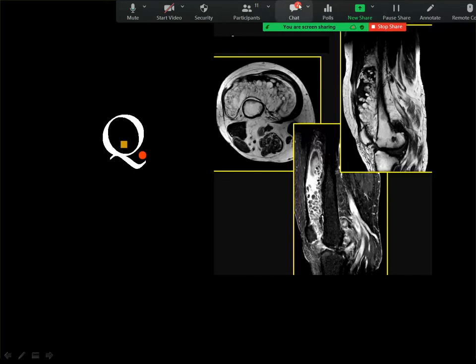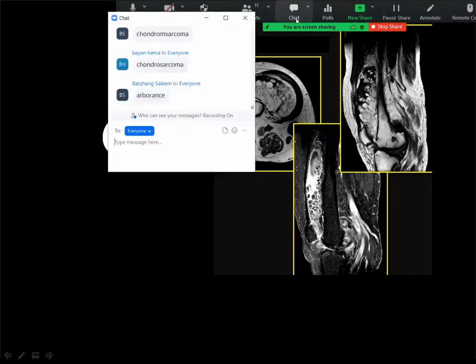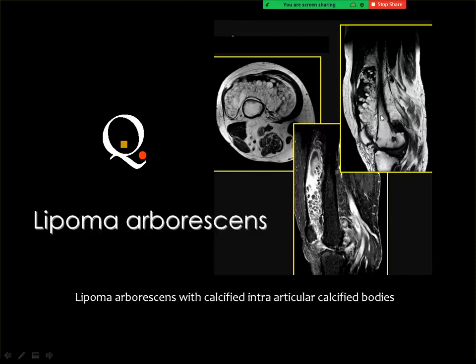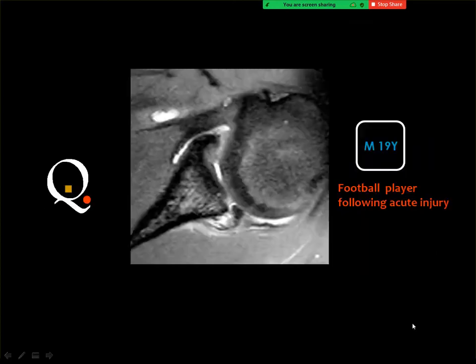And this is an MRI of the knee, sagittal T1, sagittal STIR or T2 fat sat, and axial T2. Yes, and this is lipoma arborescens. You get branching frond-like projections made of fat within the synovial compartment of the knee joint, and you've got some effusion which has enabled you to see the extension of the fat.